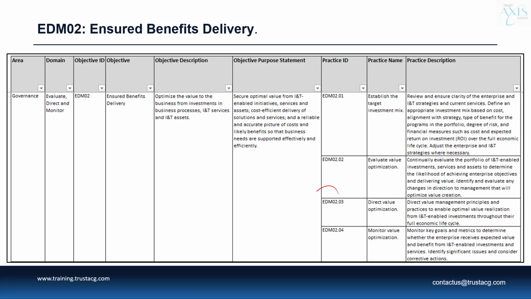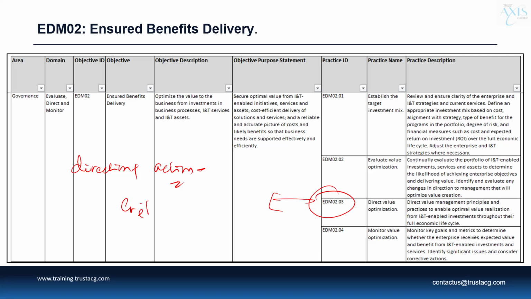And the third thing that could possibly be done is direct value optimization. After you evaluate the investment landscape, this practice will ensure there is always direction and action. This will set your principles, and there will be priorities and decisions that drive value realization across the portfolio. This is where leadership defines the criteria for investment decisions and sets expectations for performance and innovation.